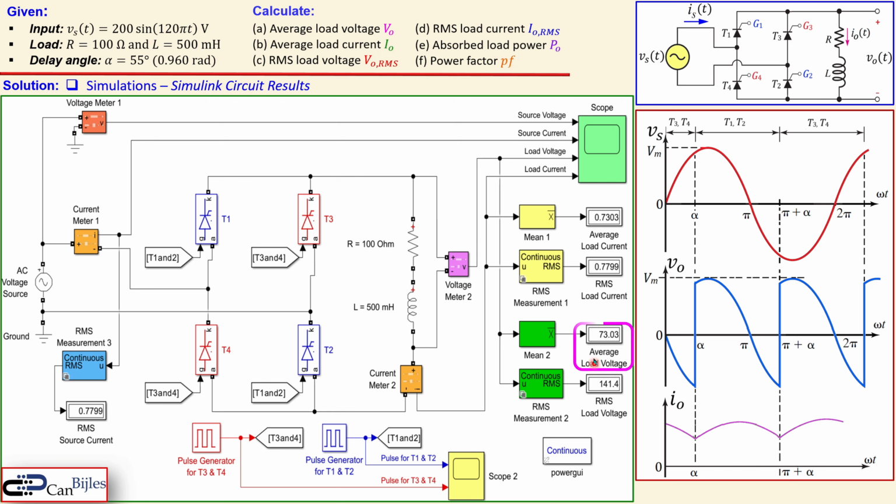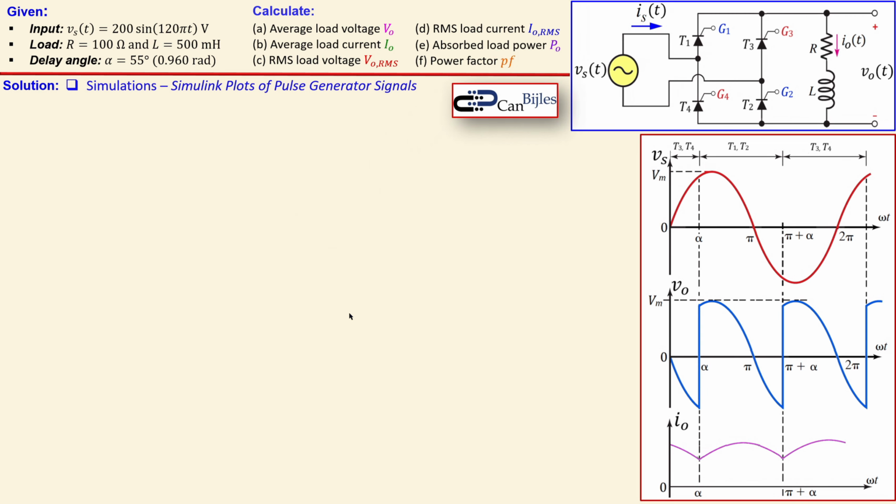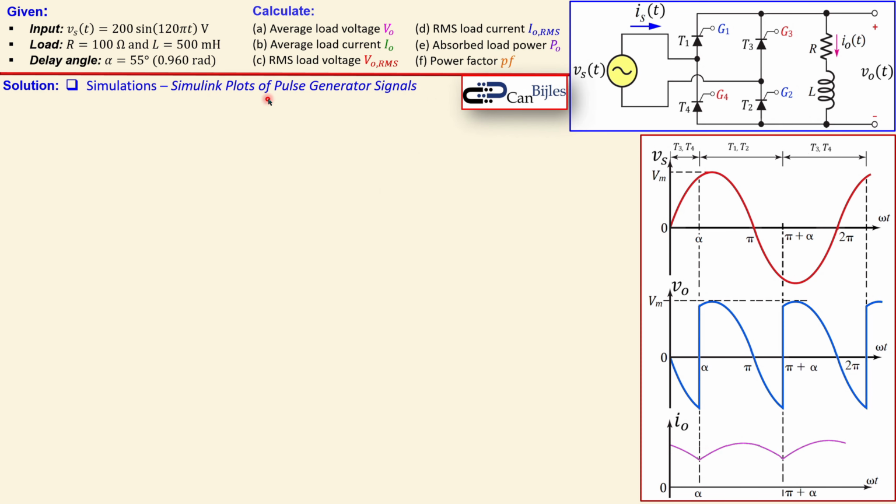You see here the average load voltage as we have calculated, 73.03. The RMS load voltage is also exactly as we have calculated, 141.4 volts. The average load current is also what we have calculated, and the RMS load current is also as we have calculated. So this is all verified. Okay. Next part is about the Simulink plot, so that we will also see the waveforms.